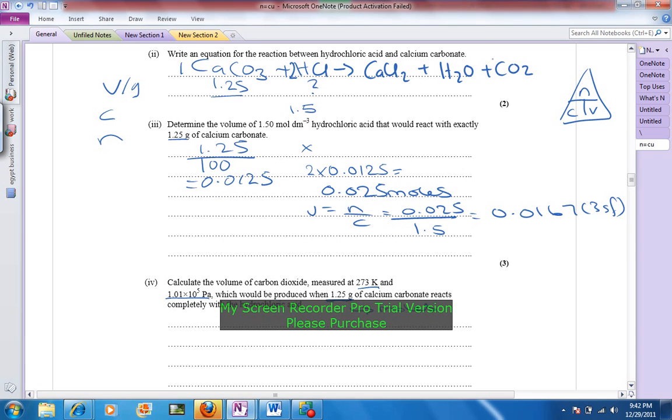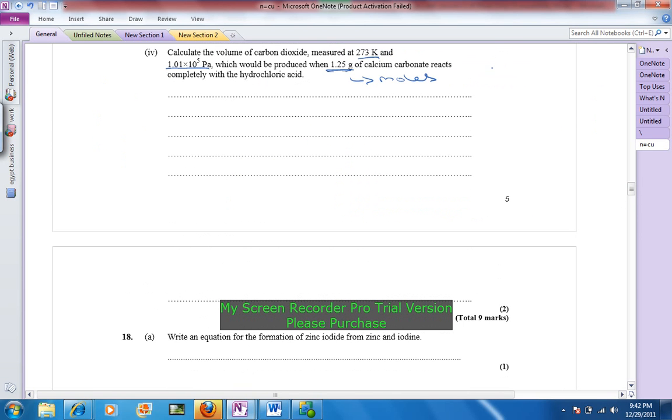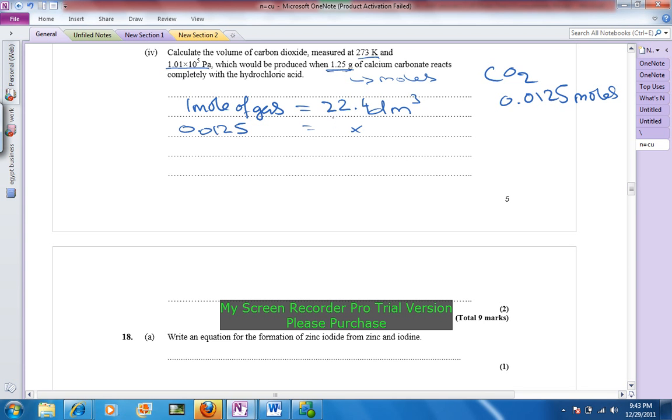And it's a 1-to-1 ratio, right? So that means for CO2, you should get 0.0125 moles, okay? And you know that little law that says 1 mole of a gas at standard temperature and pressure equals 22.4 dm3. So what you can do is say 0.0125 equals x, and again you multiply and divide, and your answer should be equal to 0.28 dm3.